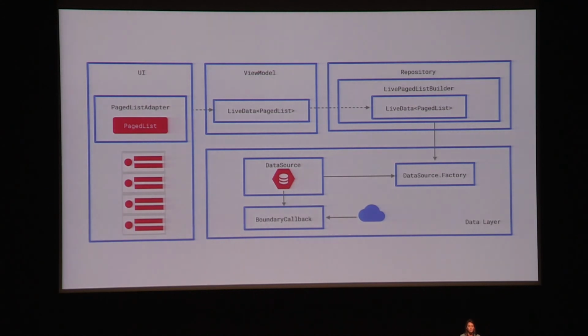This means that initially, the paging library will request 50 items from the database and display those. Once you're scrolling, it will request 50 more and display those. But then, once we reach the end of the list, it won't have any more data. So it will tell the data source to get more. It will trigger the load after method that will call on item at end loaded on the boundary callback, which will request more data from the network, and then it will save the data.